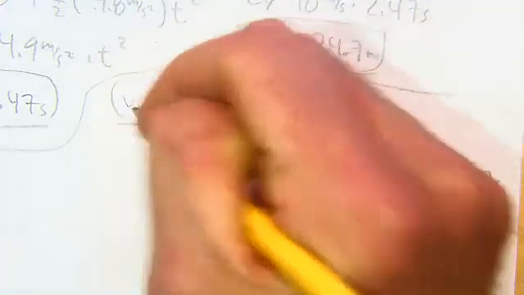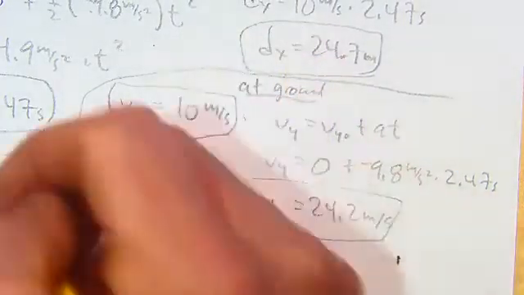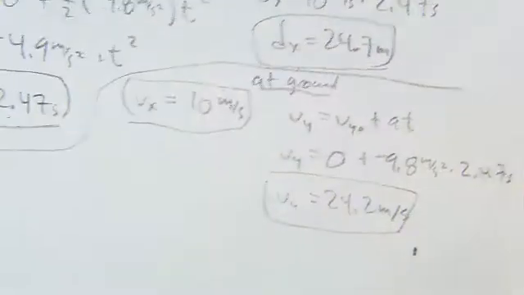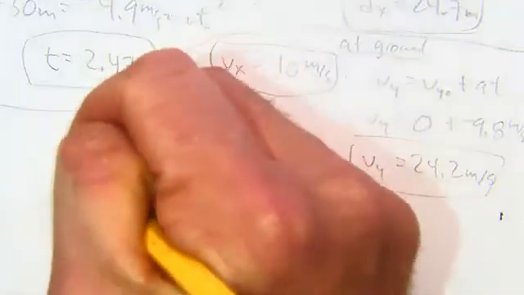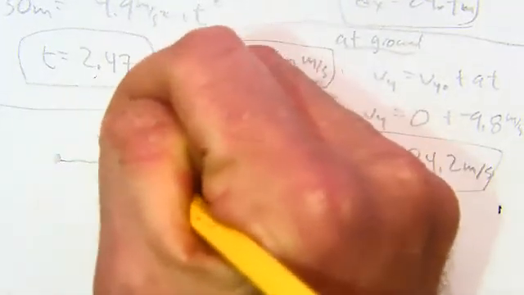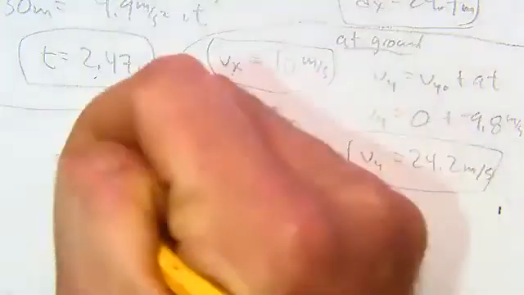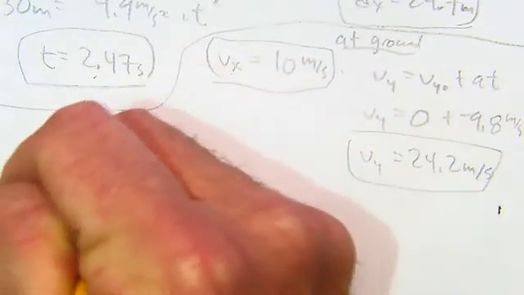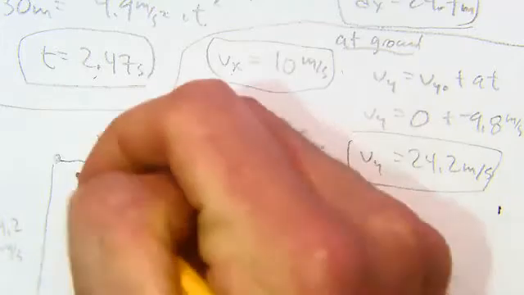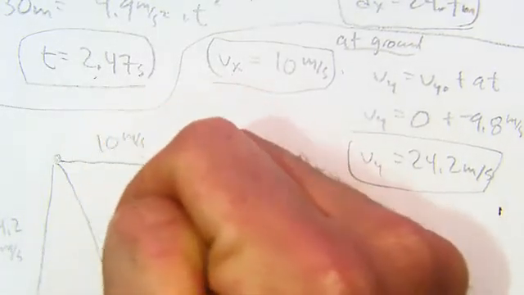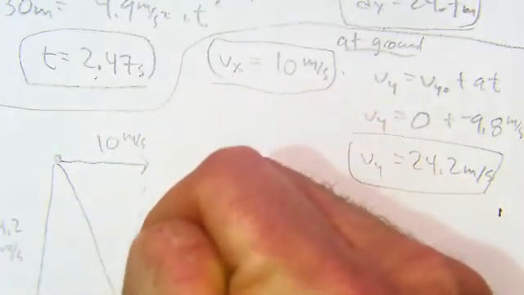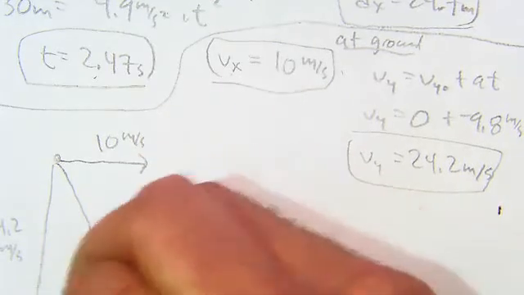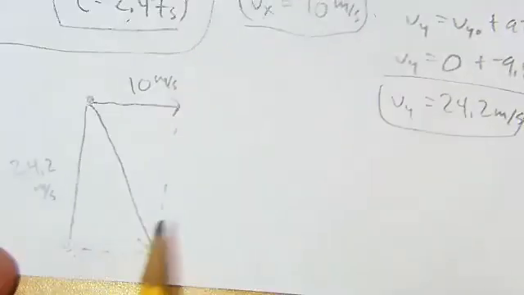Those are the components. Now, if I want the overall velocity when it hits the ground, I have to look at the vectors and say, okay, it's going 10 meters per second this way. It's going 24.2 meters per second this way. How fast is it actually going on an angle, right? Remember we made this rectangle and drew this vector on an angle like this. That's how it's actually traveling.